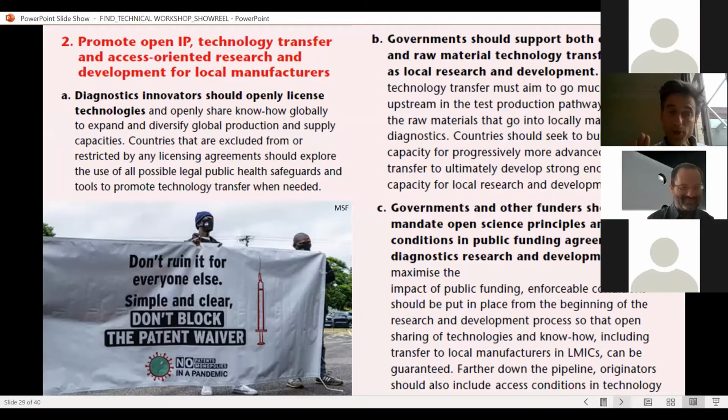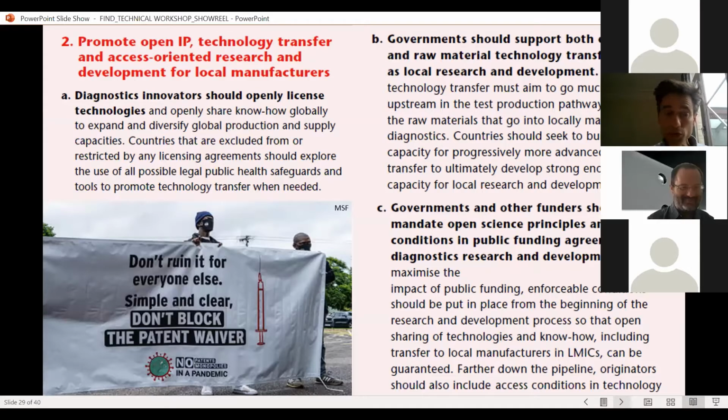A second bucket of recommendations is to promote open IP, technology transfer, and open access conditions in innovations. The first recommendation is that diagnostic innovators should openly license technology, and especially when they receive public funding to develop the technology, they should be willing or supportive to openly license, for instance, to WHO CTAP. It's important that this is not only about patents, it's also about know-how, which is much more important in diagnostics. It's mainly about the know-how.